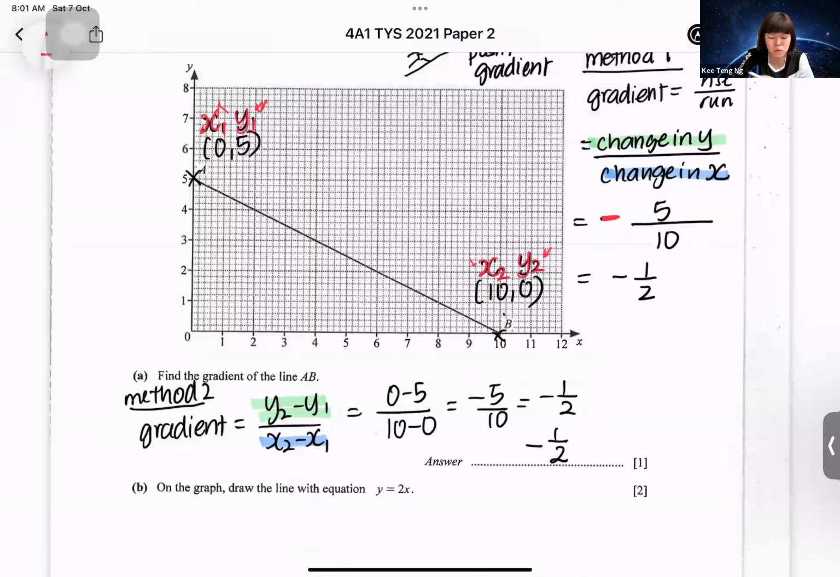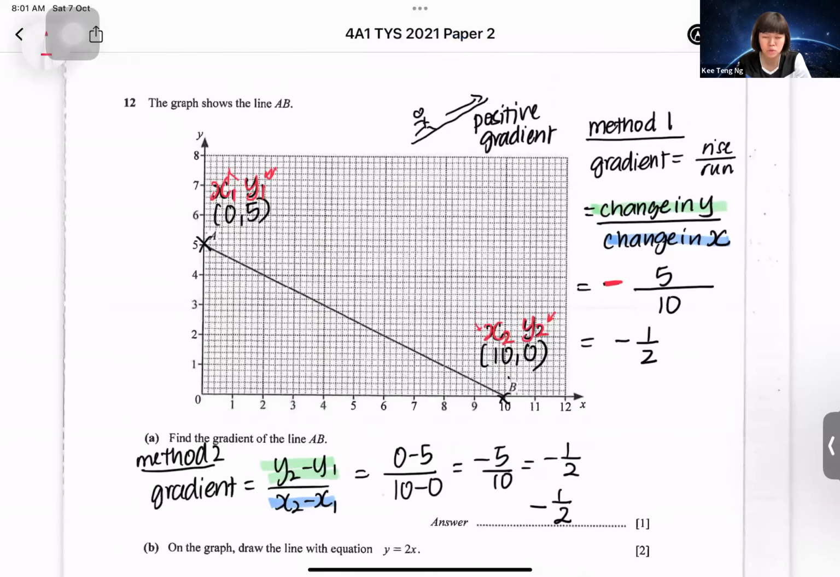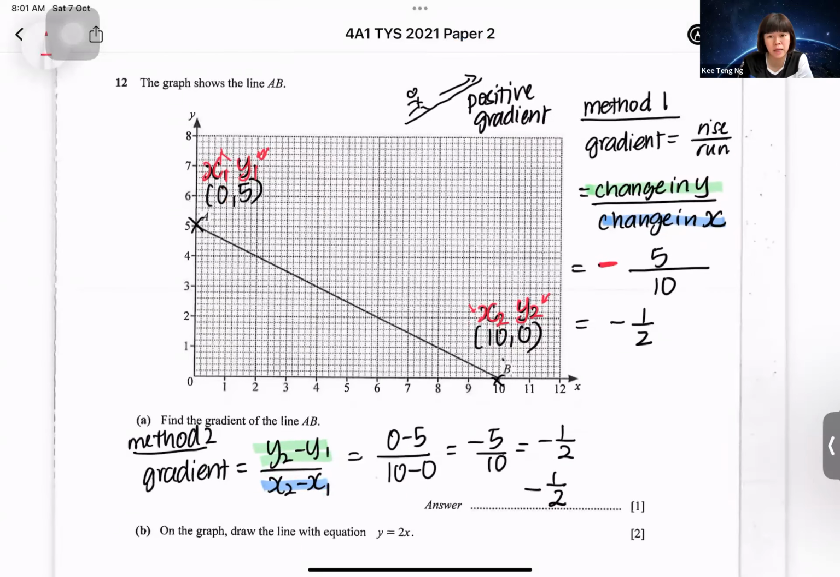Okay, so there are 2 methods down here. Choose the method that you prefer and can understand better.